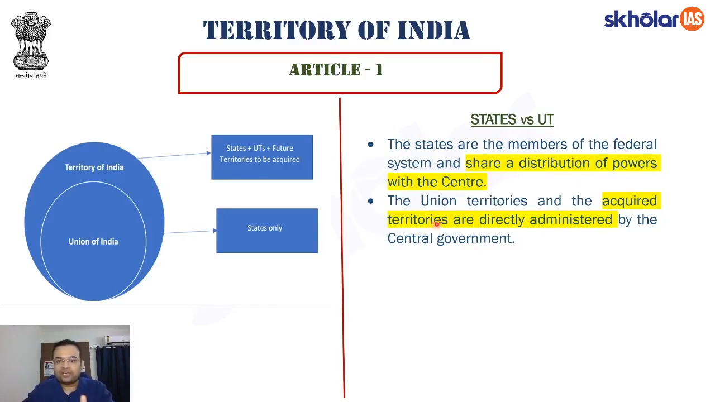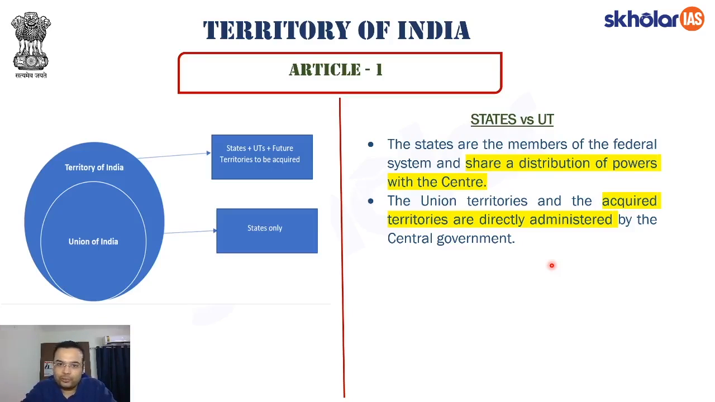Then we have union territories. What exactly are these union territories? These are those that are directly administered by the central government. These are territories which the central government believes to be very strategically important. As such, direct administration by the center is required. In fact, the relationship between a UT and the center is that of a union relationship, that is, it is being administered directly by the center.